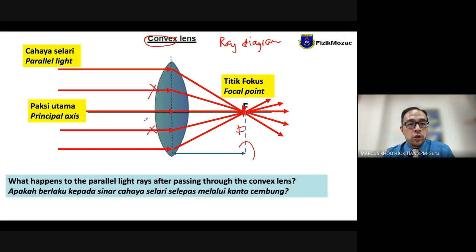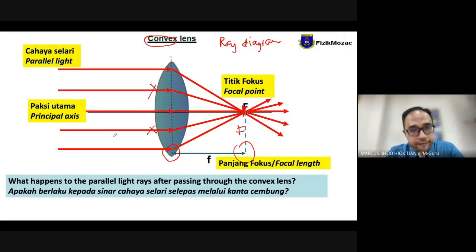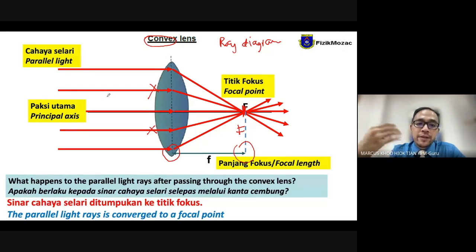from the focal point to the center of the lens, we call this small letter f, and we call this the focal length. So there are two important things here. One is the focal point, a point. One is the focal length, which is a length. The length between the focal point and the center of the lens is what we call the focal length. So what happens to the light rays after it passes through the convex lens? It converges to the focal point.